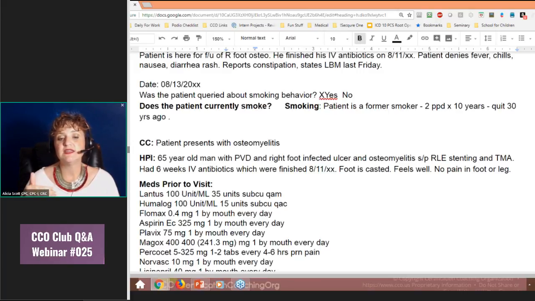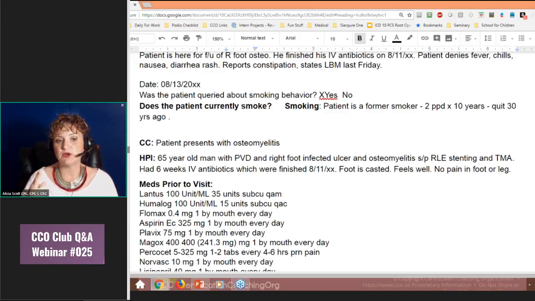Let's see, the IV antibiotics were finished on 8/11. So now we're on 8/13. Just a few days ago, they finished the IV antibiotics, and that's why they're doing this follow-up. Foot is casted, feels well, no pain in foot or leg. Excellent, excellent prognosis.